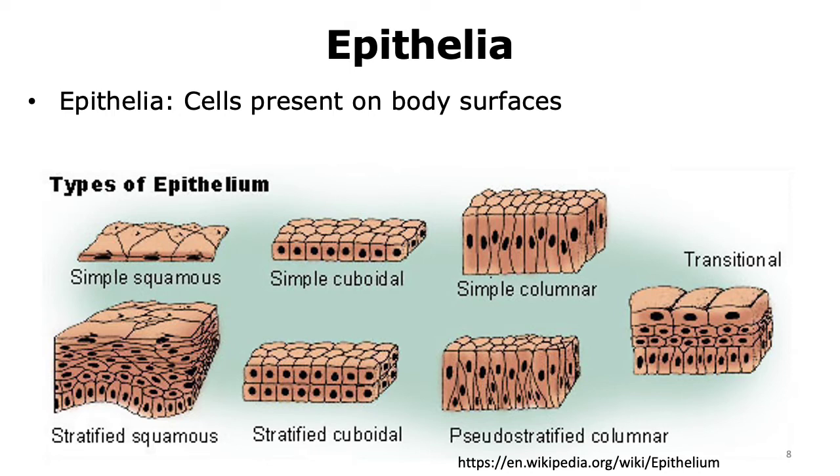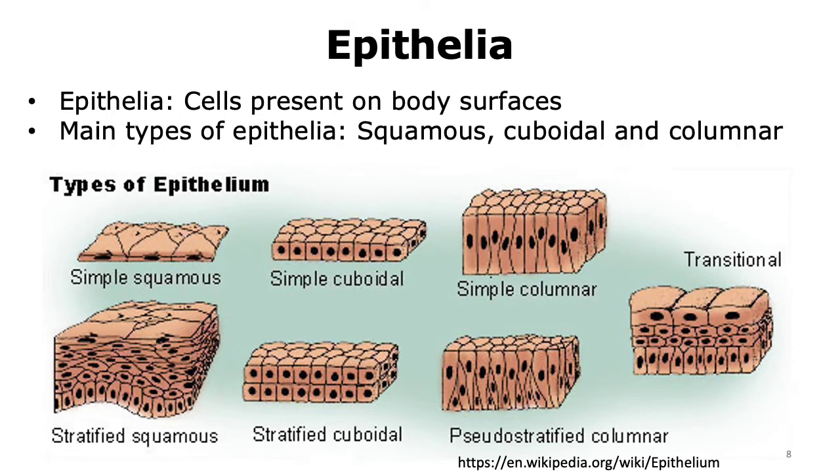The epithelia also form a barrier, and they're basically the cells that are present on body surfaces. These include the cells that line the respiratory tract or the gastrointestinal tract. The main types of epithelia are squamous, cuboidal, and columnar.